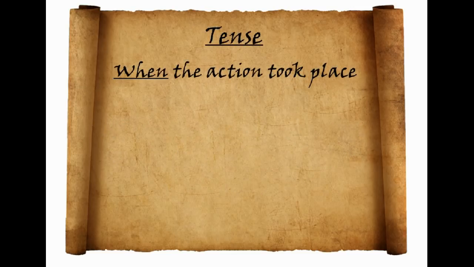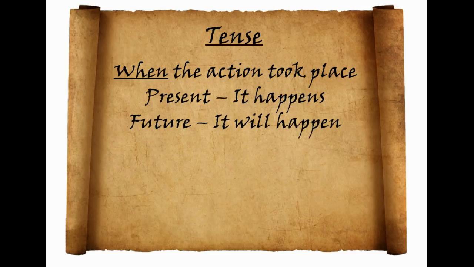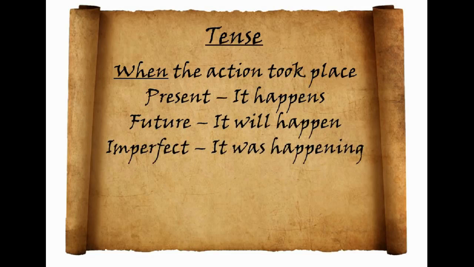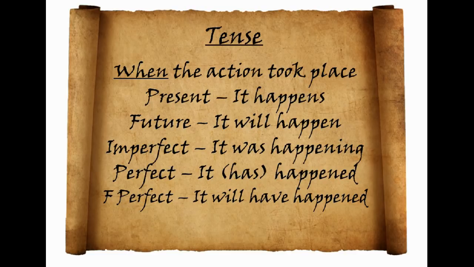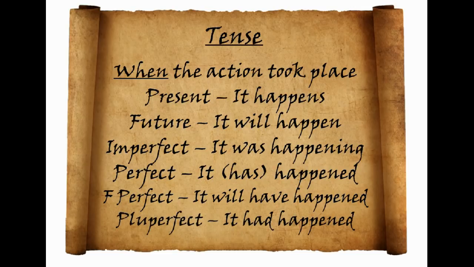So let's look at tense, and tense tells us when the action has taken place. It might be in the present, it is happening, it happens, or in the future, it will happen. There are several past tenses, one being the imperfect, and that describes actions which happened in the past but are kind of ongoing, continuous. So the English equivalent is it was happening. The perfect past tense is it happened or it has happened. The future perfect describes something that was completed in the future. It will have happened. And the pluperfect describes something that had happened.